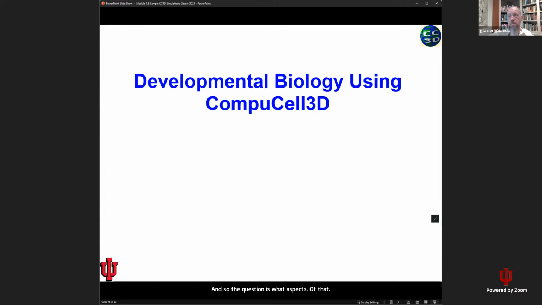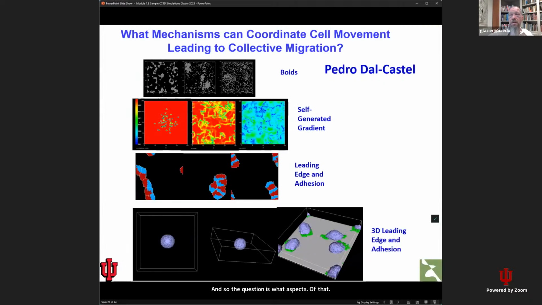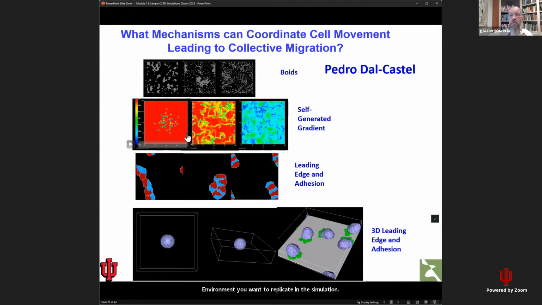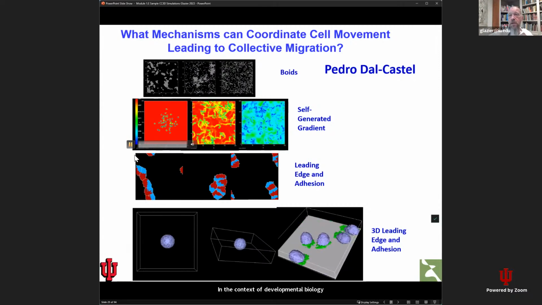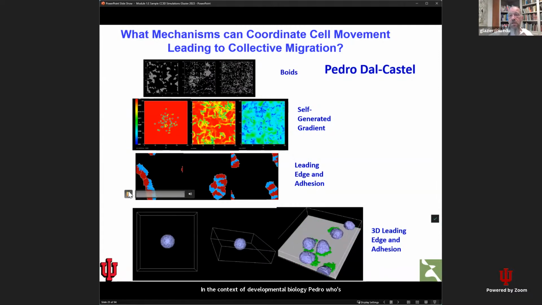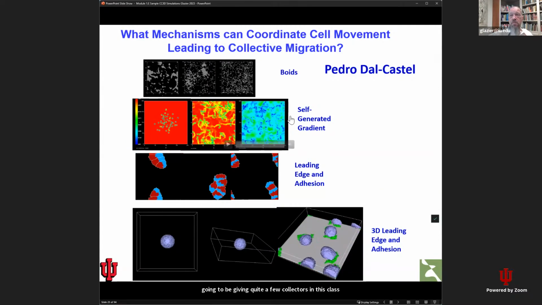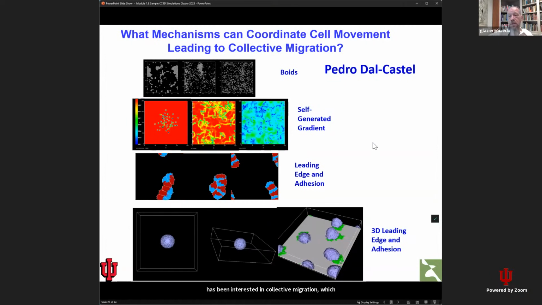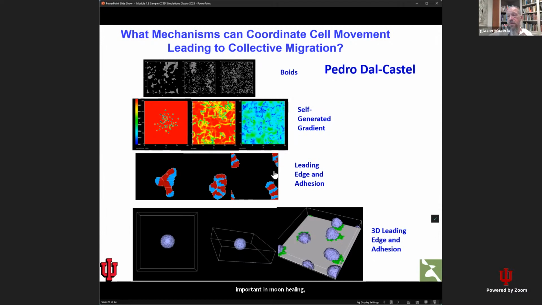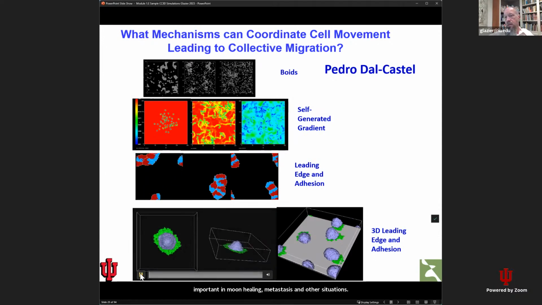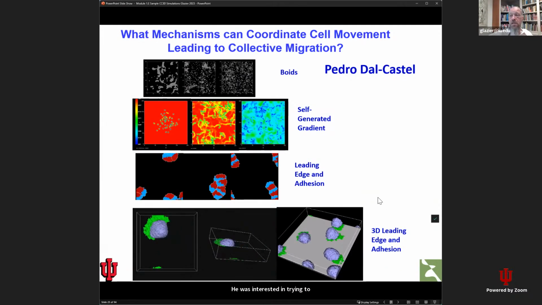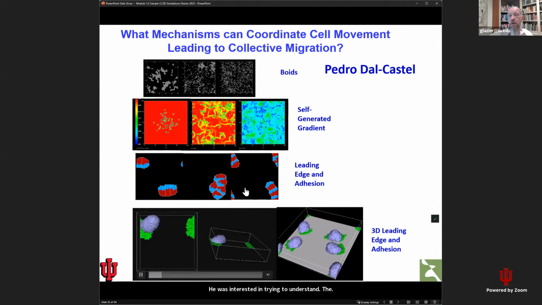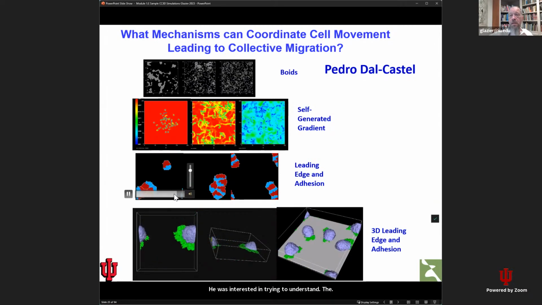In the context of developmental biology, Pedro, who's going to be giving quite a few of the lectures in this class, has been interested in collective migration, which is important in wound healing, metastasis, and other situations. He was interested in trying to understand the mechanisms which lead to different patterns of migration in biological situations.